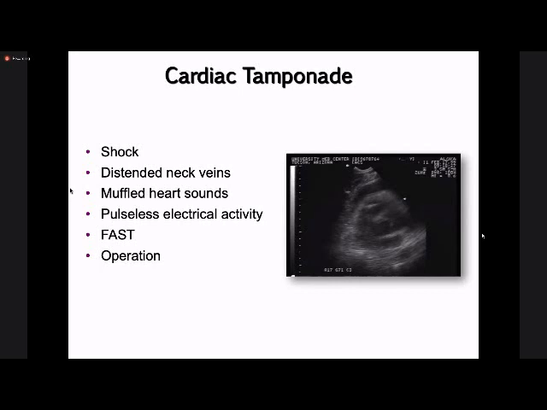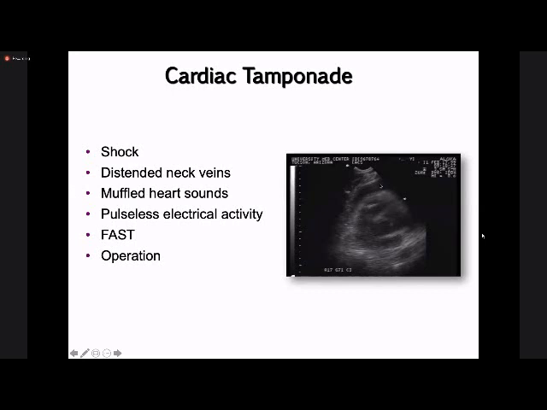So they will have a very ineffective cardiac output, leading to shock. Venous drainage is reduced, therefore they will have distended neck veins. Plus, when you auscultate, they will have muffled heart sounds. So what you call Beck's triad: distended neck veins, muffled heart sounds, and hypotension. Based on those, you need to be able to diagnose a cardiac tamponade. In addition, a FAST scan in most situations can confirm the diagnosis.